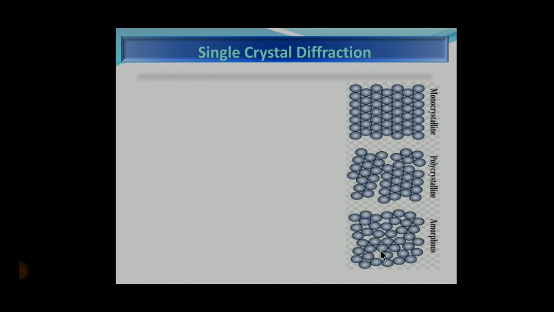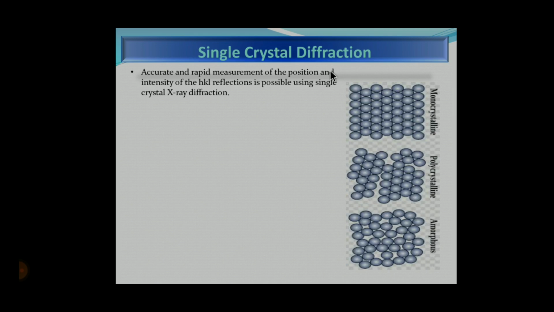So these three can be analyzed using single crystal diffraction. Okay, so the solid material is directly placed in the diffractometer, which is the instrument for measuring the peaks. So the material is directly placed inside the diffractometer and the XRD analysis is done. So single crystal diffraction is an accurate and rapid measurement of the position and intensity of the HKL reflections. Right?